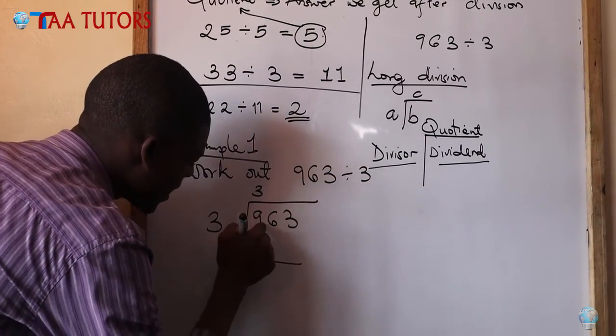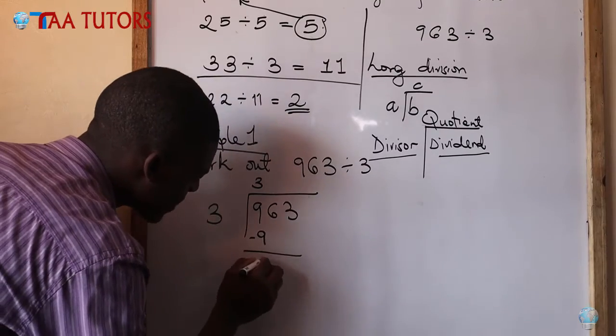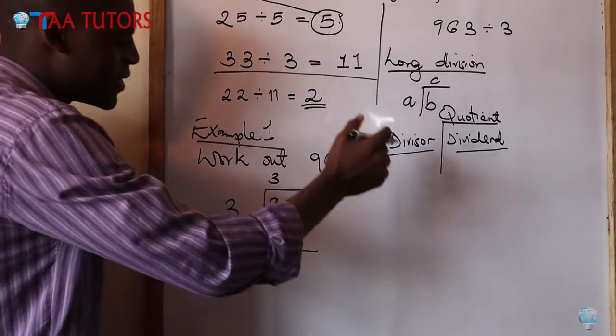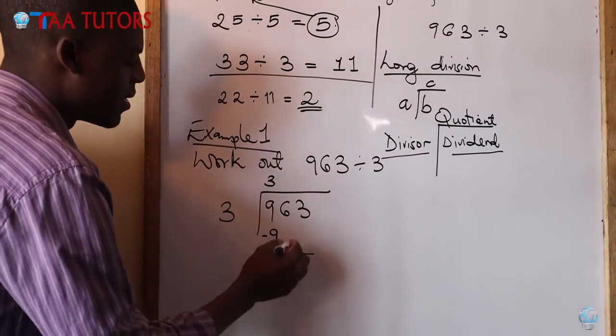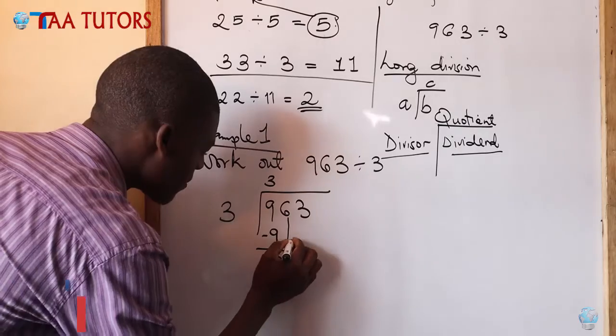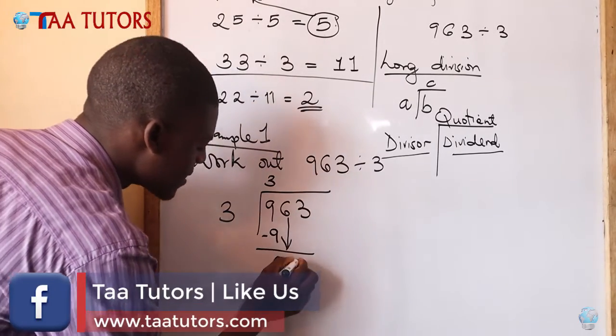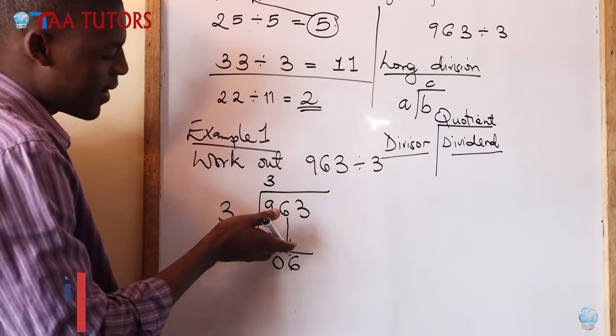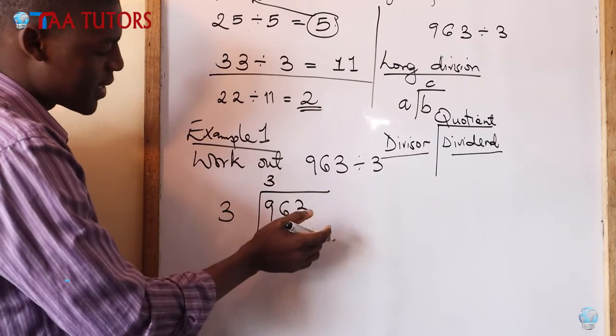When we subtract 9 from 9, we are getting 0. When we have 0 there, but there are still other digits on the right of the first digit in the dividend, we will drop them so that we have 6. So we've done away with 9, we are moving to 6.